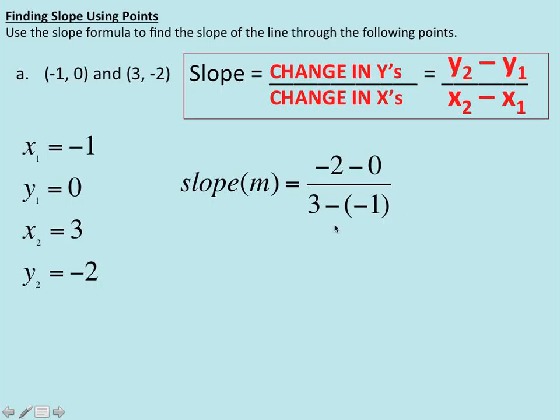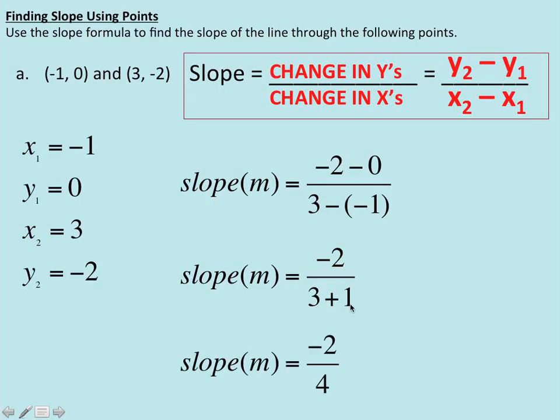Now you got to be careful because you might have some minus negatives come up in some of these problems because the formula says to subtract. So I might be subtracting a negative number. But that's okay. We can handle that. So negative 2 minus 0 is just negative 2. 3 minus negative 1 is the same as 3 plus 1. So that would be negative 2 over 4. I'd like to reduce if I can. Negative 2 over 4 just becomes negative 1 over 2. All right. We're better off leaving fractions instead of decimals. Okay. So let's leave it as a fraction, negative 1 over 2.